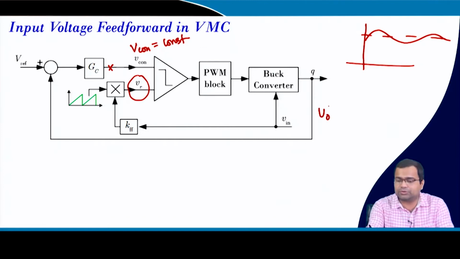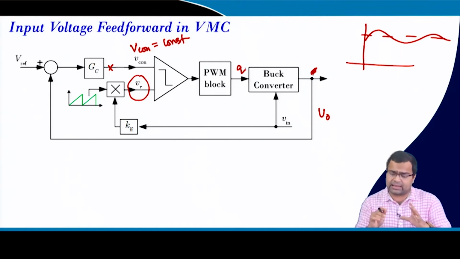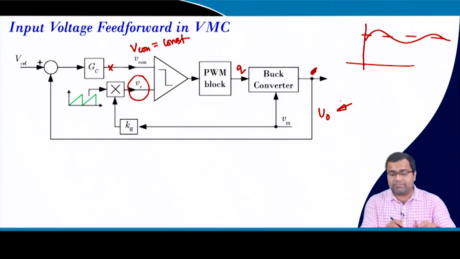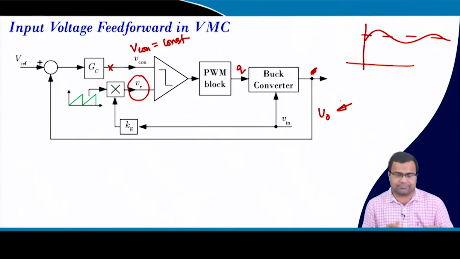This is the output. So, sorry, this is not Q. Q is actually going to this PWM box. This is Q, the output voltage. This effect can be reflected in the supply and output, and that is not desirable. By means of feed forward, you can almost reject the disturbance. That is the first thing that we will discuss.